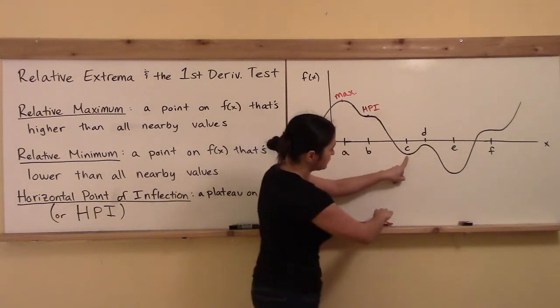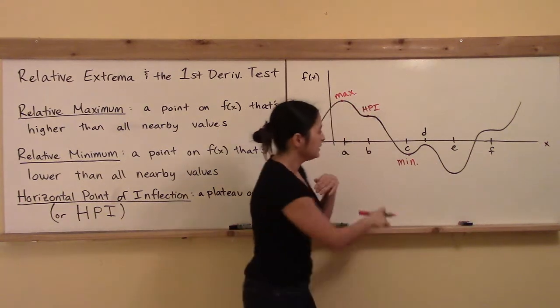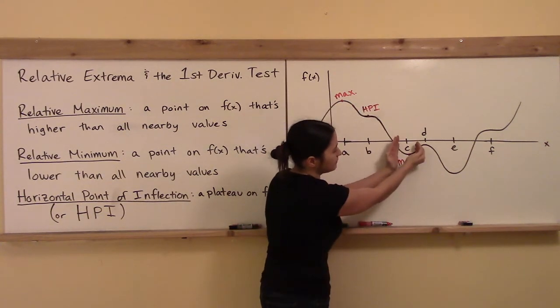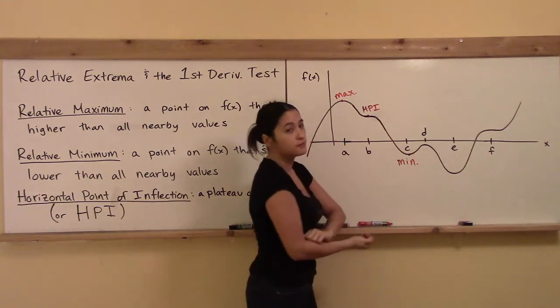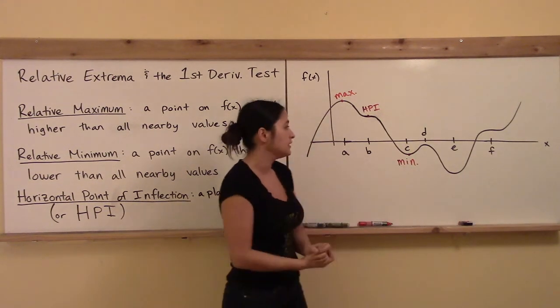So you can see C is the bottom of a trough here, so it's a relative min, which I'll abbreviate as min. And it's lower than everything in a very small neighborhood that we've defined surrounding it. It doesn't necessarily have to be lower than the stuff over here.